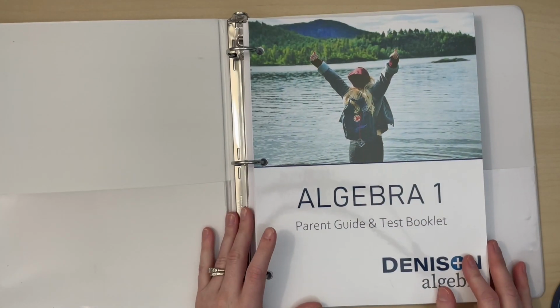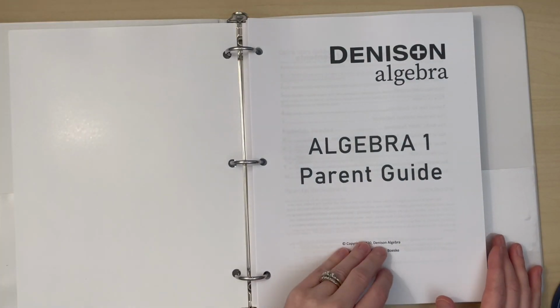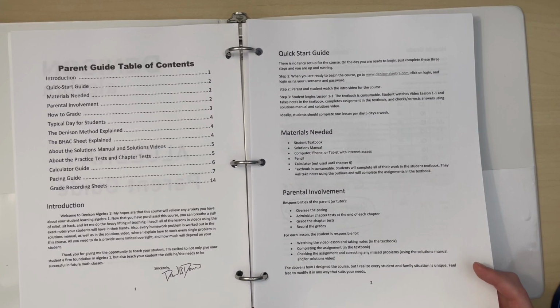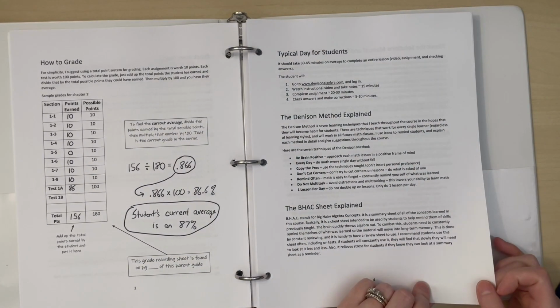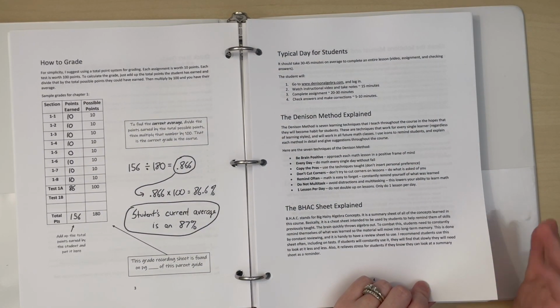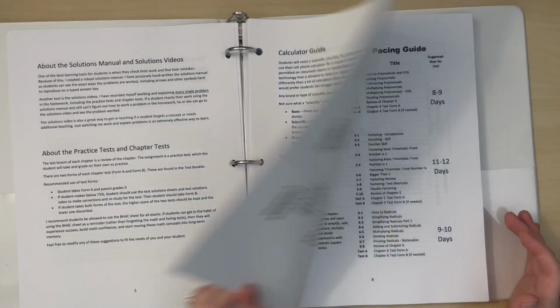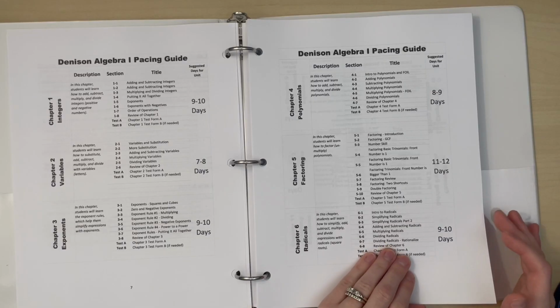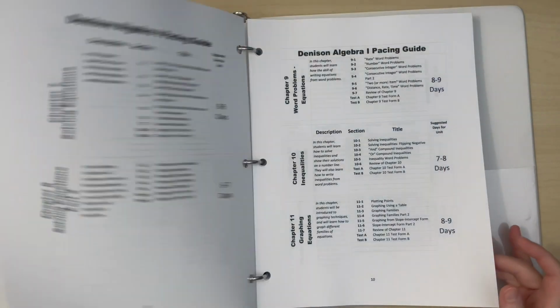So here is the folder that I put the parent guide and test booklet in. This book gives you any other information you may need as the parent, as the teacher, any other extra questions you may have. It gives you an explanation of different resources that he gives. And this is your pacing guide, to show you the estimated number of days it should take you to go through the different chapters.